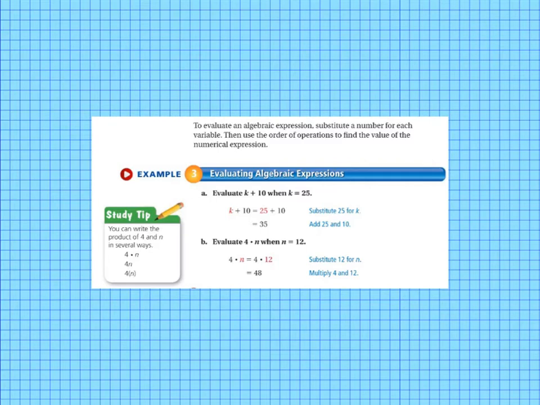Now there's a little clue above example 3. It says to evaluate an algebraic expression, substitute a number for each variable, then use the order of operations. So remember that's PEMDAS.